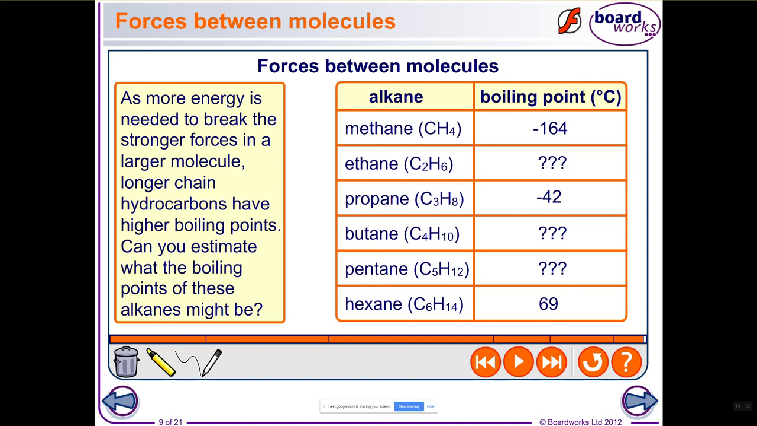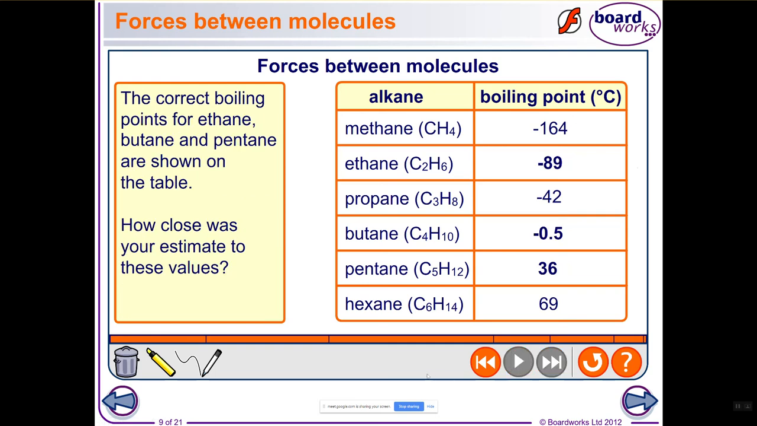So you want to pick a value that's kind of halfway between the two values you get given. So in this case, somewhere halfway will be like minus 90, minus 100, something like that. And then if you look at hexane, it boils at 69 degrees. So hexane will be a liquid at room temperature, whereas the first 4 chemicals will be a gas. So if we put the information in, we can see that actually these are the boiling points.